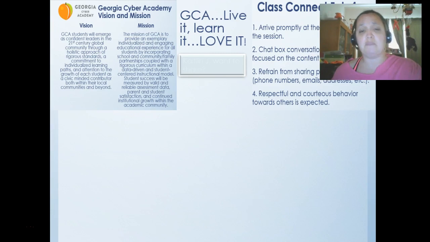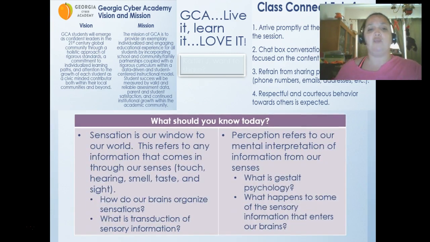And what are we doing today? Well, today we're considering the difference between sensation and perception. And we're focusing on sensation and starting to talk about perception. We're going to talk more about that next class as well, actually, in the future.